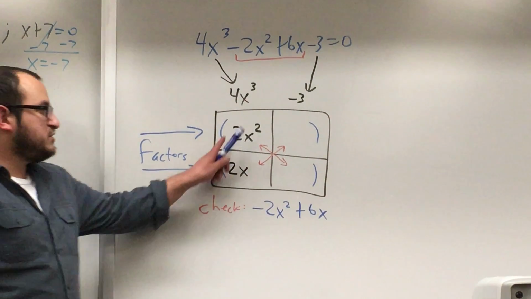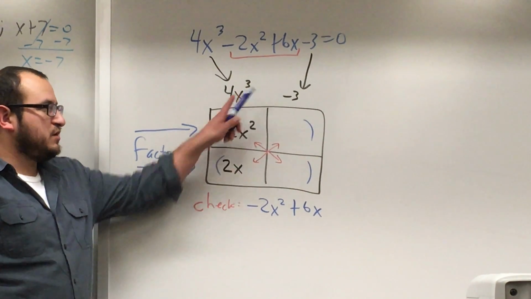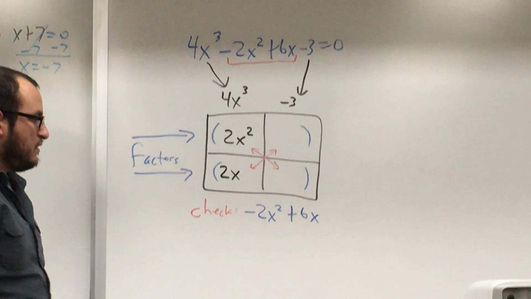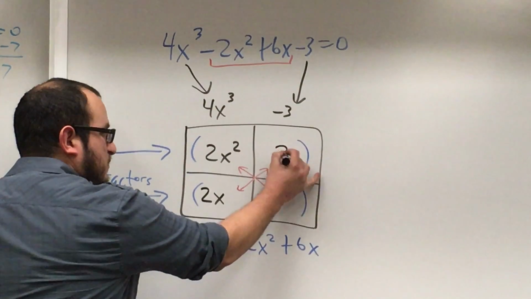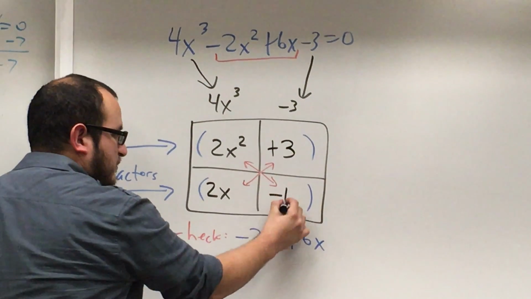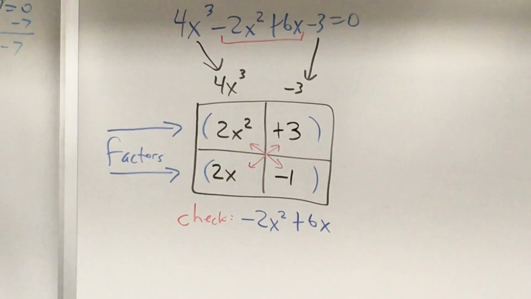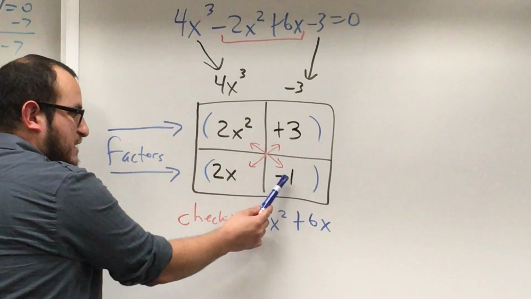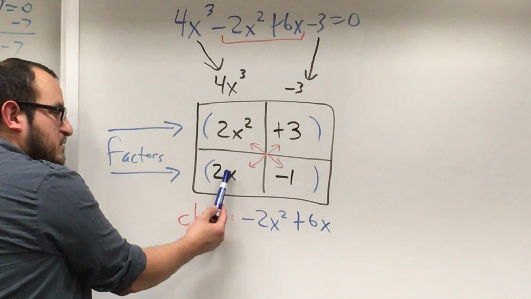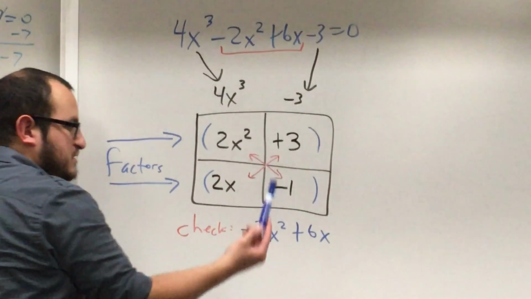Okay. 2 times 2 is 4. X times x squared is x cubed. All right. So therefore, the 3 has to be up here, and this one has to be negative 1. And when you cross multiply, you know that 2x squared times negative 1 is negative 2x squared. 2x times positive 3 is 6x.